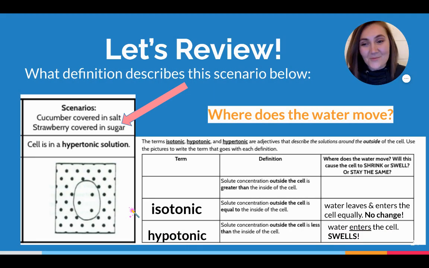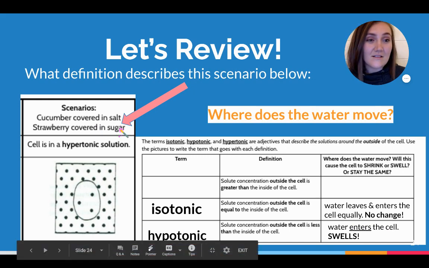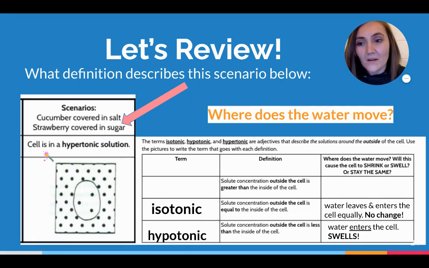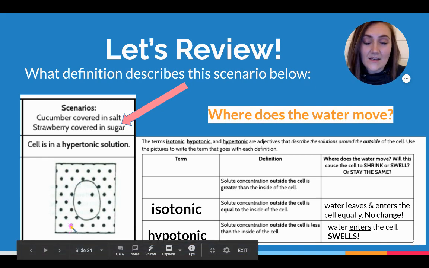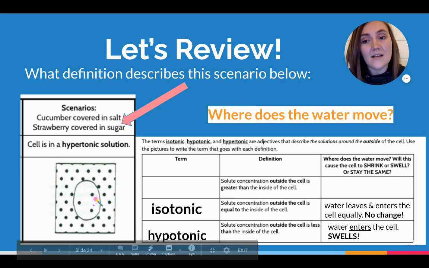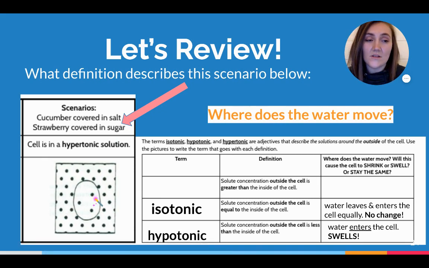All right, here's the last one. So cucumber covered in salt or strawberry covered in sugar, like the example that we just went through. This cell is in a hypertonic solution. So we notice that there is more solute on the outside of the cell and less solute on the inside. Can't see where water is, but we can kind of visualize where water would be in the blank space. So last definition that we have to match, the solute concentration outside of the cell is greater than the inside of the cell. So where's water going to go?